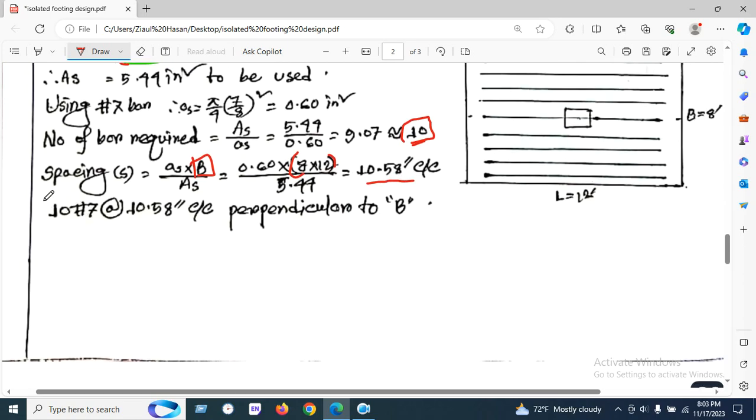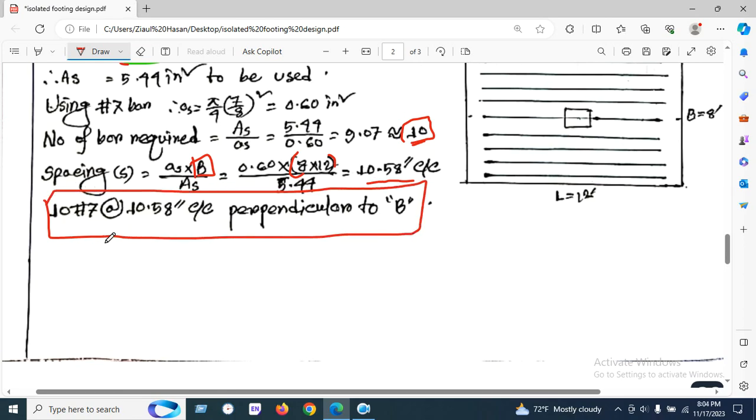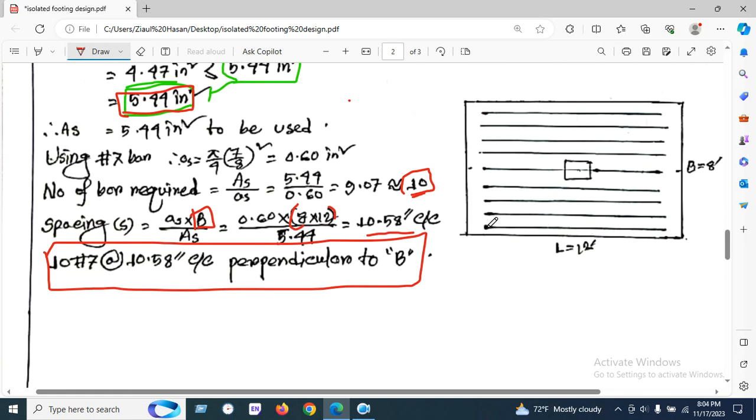So we have concluded that this is our final value for the L direction: 10 number 7 bars at the rate of 10.59 inches center to center, perpendicular to B. So here is our reinforcement detailing.